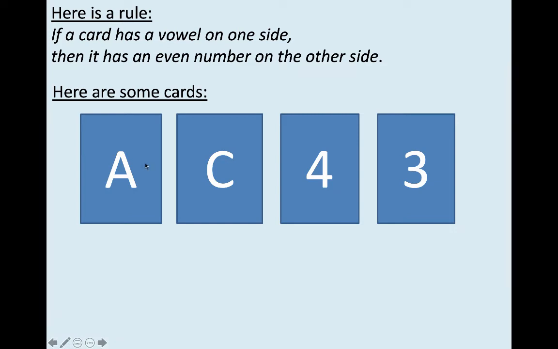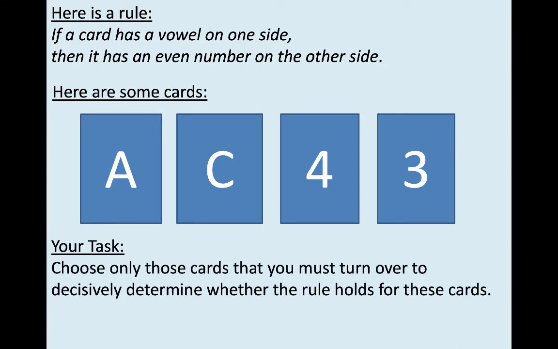This card has an A on the side that you can see, this card has a C, this card has a 4, and this card has a 3. So these are 4 distinct cards. You can see one side of each card, but not the other side. And here's your task. I want you to choose only those cards, and all those cards, that you need to turn over in order to decisively determine whether the rule above, that is this rule here, is true. That is, whether it holds for these cards.